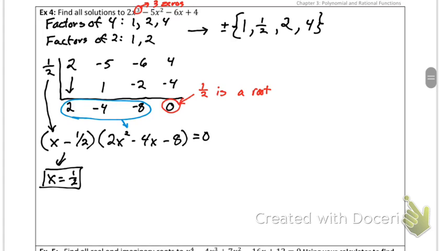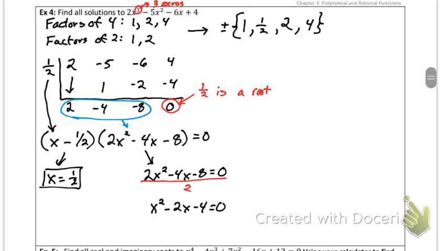I can either factor it, complete the square, or I can use the quadratic formula. So, once again, this can also equal 0, so 2x squared minus 4x minus 8 equals 0. I'm going to start you off with a little shortcut. Divide everything by 2. Since 2 goes into everything, why not divide everything by 2 to give me x squared minus 2x minus 4 equals 0.